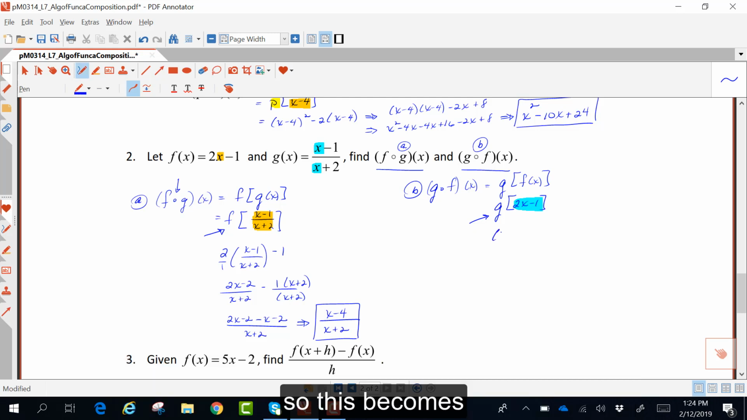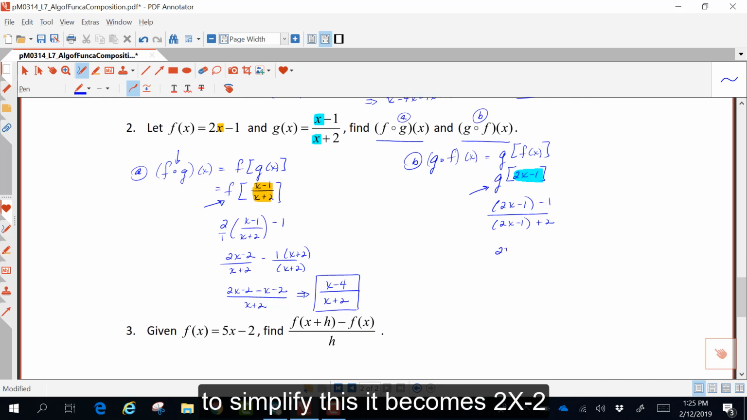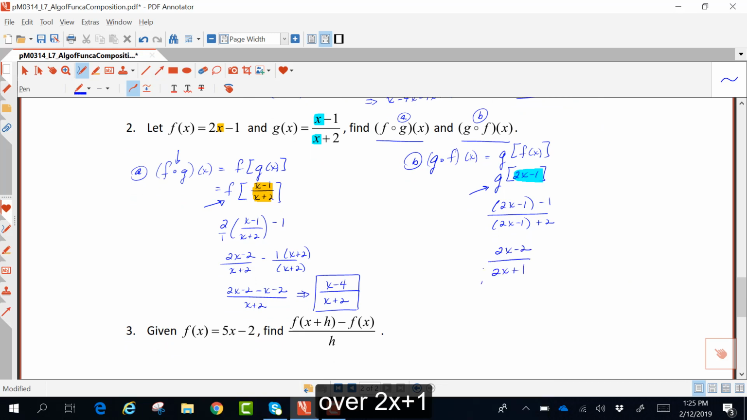So this becomes 2x minus 1 over 2x minus 1 plus 2. To simplify this, it becomes 2x minus 2 over 2x plus 1.